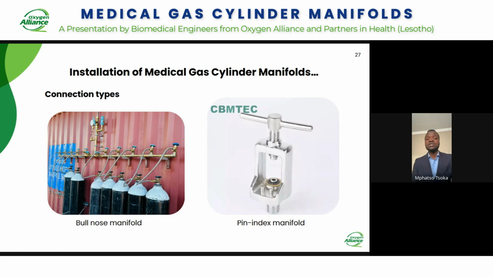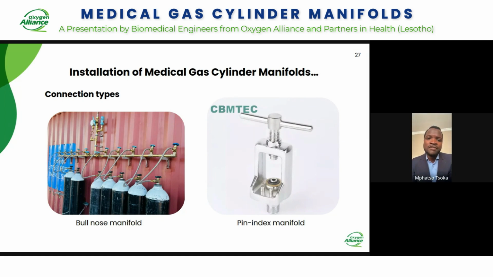Another thing that should also be considered is what type of valves you are going to use, whether it's bull nose valves or pin index valves, and that obviously should be compatible with the type of cylinders that you have. If, for example, your manifold has bull nose valves, then you must have bull nose cylinders that can be filled on it. But if you have pin index cylinders and your manifold is bull nose, it is not going to be possible to fill those cylinders or put them on the manifold for supply through the pipeline. So these things as well should be taken care of, the type of valves that you use on the manifold.